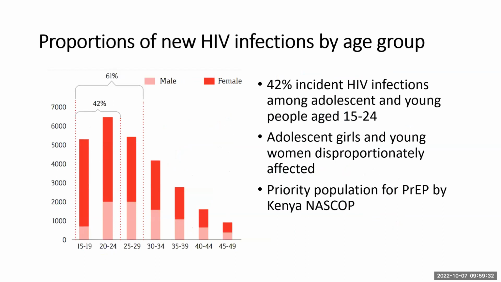The increasing number of STIs is coming at a time when HIV oral pre-exposure prophylaxis is being incorporated into national guidelines and being scaled up to key and priority populations, like the adolescents and young people between 15 to 24 years, who, for example, in Kenya, contributed to 42% of new HIV infections in 2021.